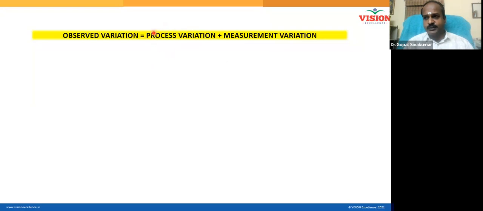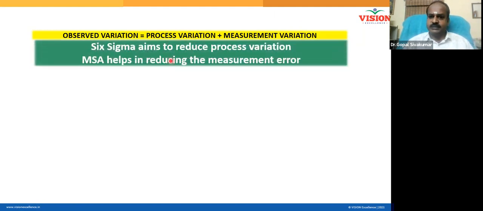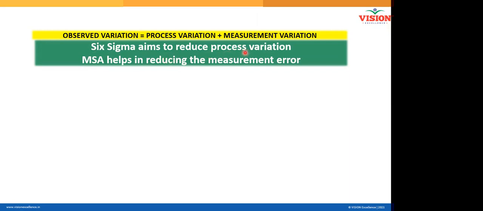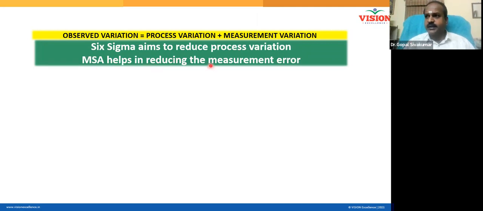So if you wanted to understand about the problem, you must first control the measurement error. Then only you can understand better, right? So the Six Sigma methodology aims to reduce the process variation. Before that, measurement system analysis helps in reducing the measurement error. You control and reduce the measurement error, so that you can better understand the problem.